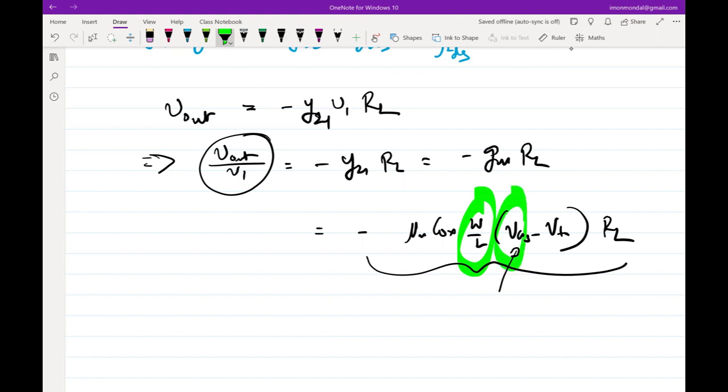So as a circuit designer, if I'm not satisfied with gain, I have two knobs. I can either increase W by L or I can increase VGS, right? Let's think that I'll increase VGS. So can I keep on increasing VGS arbitrarily to get higher and higher gain? Okay, so what is the loophole?